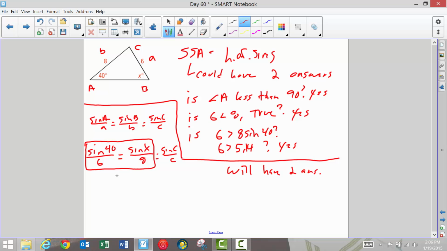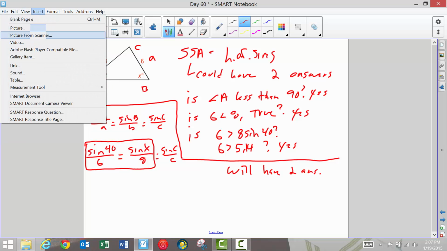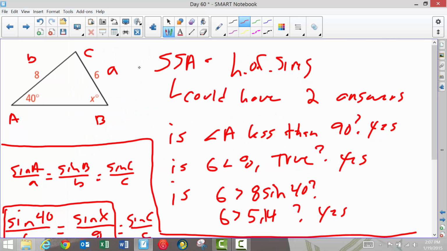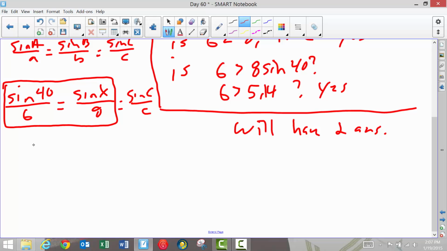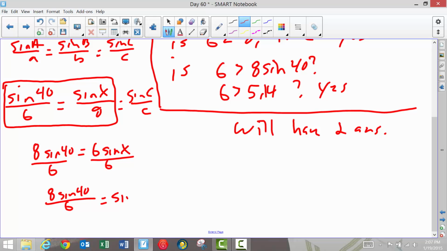So here we go. Let's zoom in a little bit. So I cross multiply here, and I have 8 sine 40 equals 6 sine X. Divide by 6, divide by 6. And I have 8 sine 40 over 6, which equals sine X.